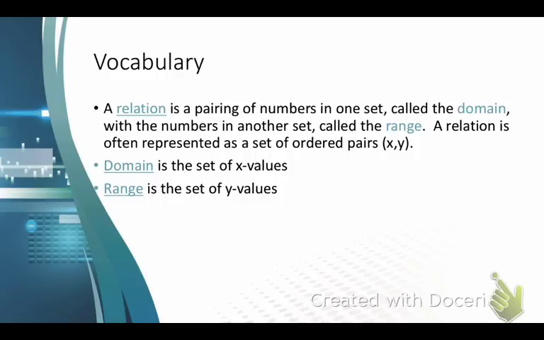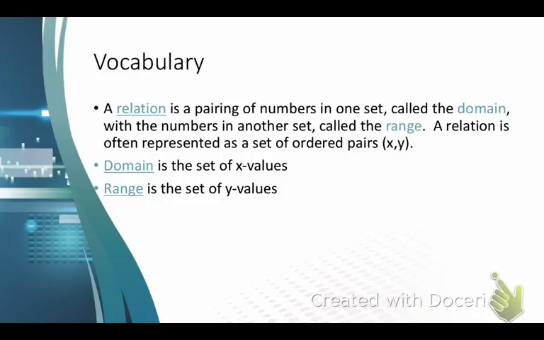So first of all, we do have some vocabulary words. I do have a vocab section for you on the notes. You will notice that these are some of the words and some of the other vocabulary words we will get to later. The first word is relation. A relation is a pairing of numbers in one set with the numbers in another set. This is a relation. Some people think about it like a relationship, two things together.